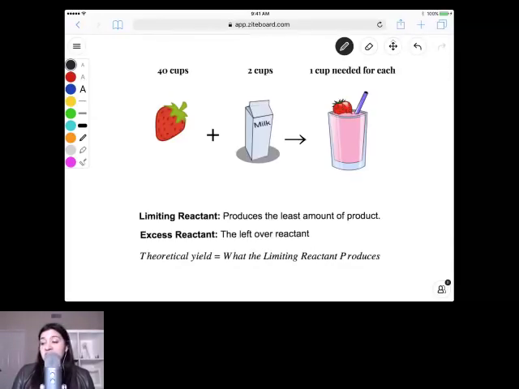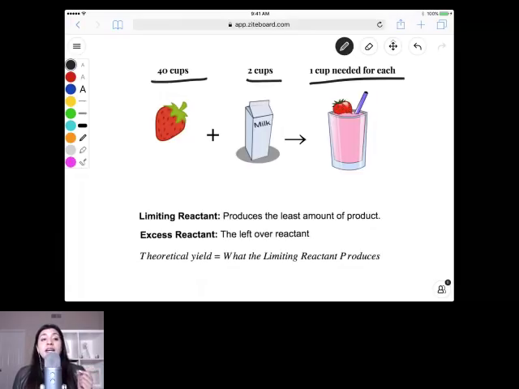Okay, let's just say that. And next we have 2 cups of milk. That's our other reactant or ingredient. And we want to produce our product, which would be one smoothie. So just to make a note, we have 40 cups of strawberries, 2 cups of milk, and we need 1 cup of each ingredient or reactant to be able to produce one smoothie.